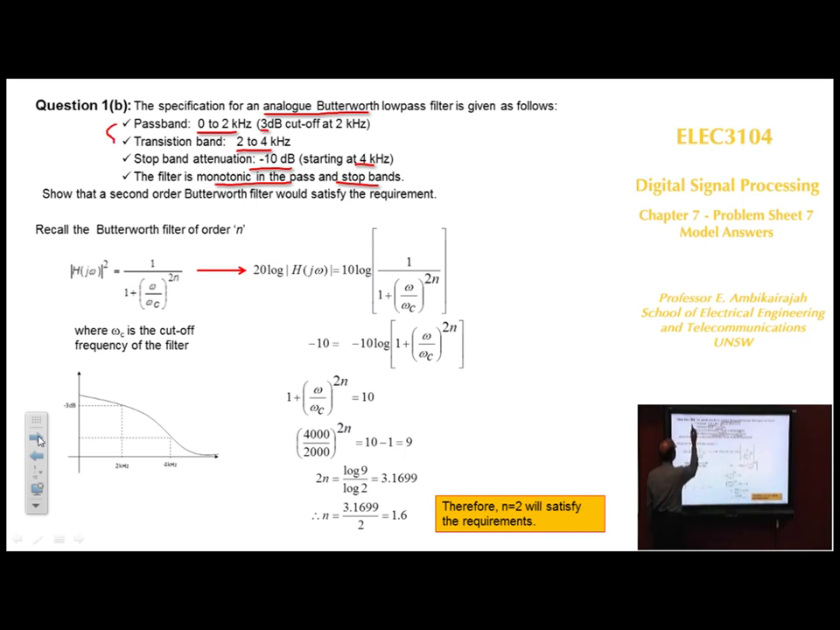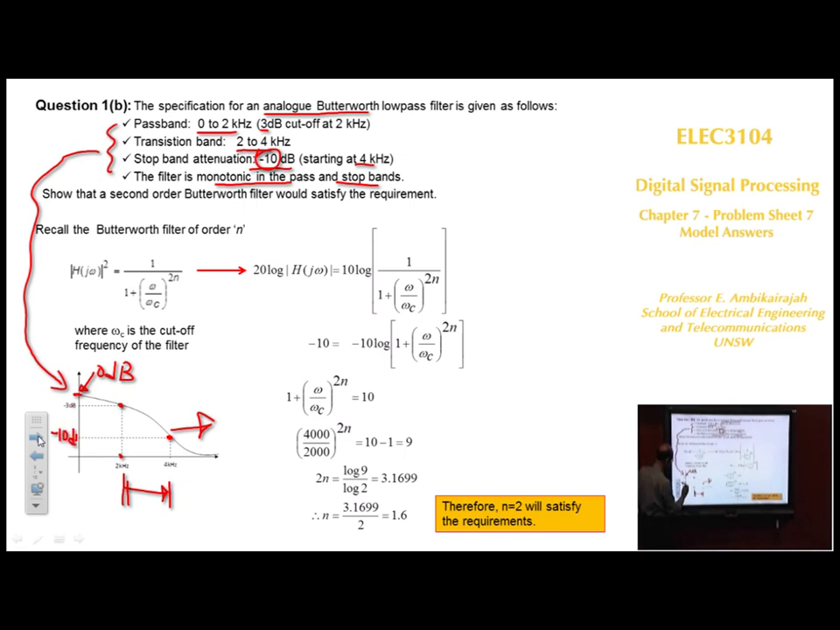If you translate these three into a response, it will look like this. That position is 0 dB, and the -3 dB cutoff cuts at 2 kilohertz. This is your transition band from there to there, and the stop band is from here onwards. At 4 kilohertz it says -10 dB, so you put in -10 dB here. Now we're going to design the filter.